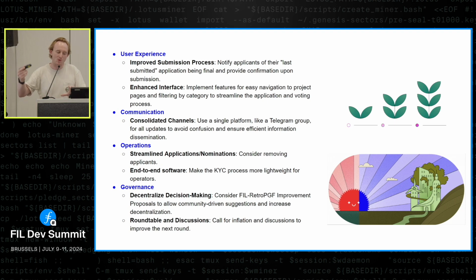On top of these, there's a wider issue. This is really cool, but we should also now try to start developing some kind of decentralized governance process around this, to more effectively gather information and decide how the program should evolve. So something we might want to try is considering FIL-RetroPGF improvement proposals, whereby people can submit proposals on GitHub, for example, on how to change the program.